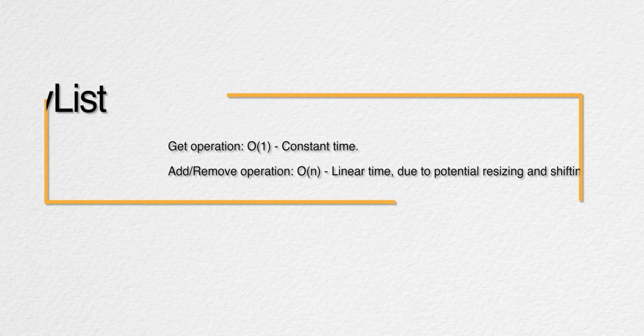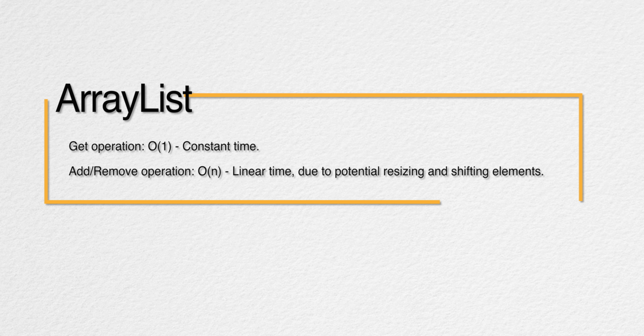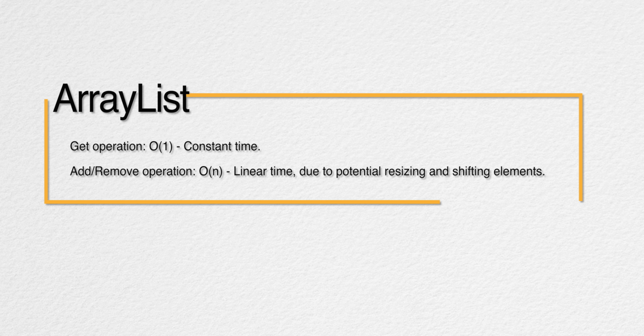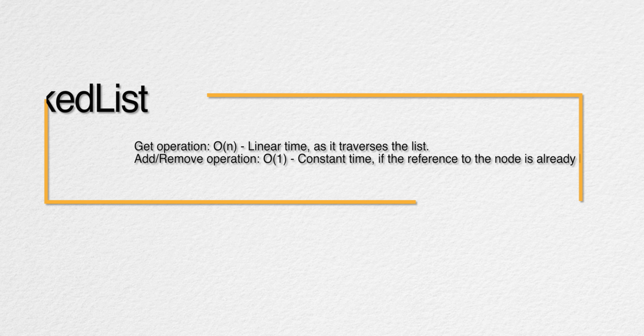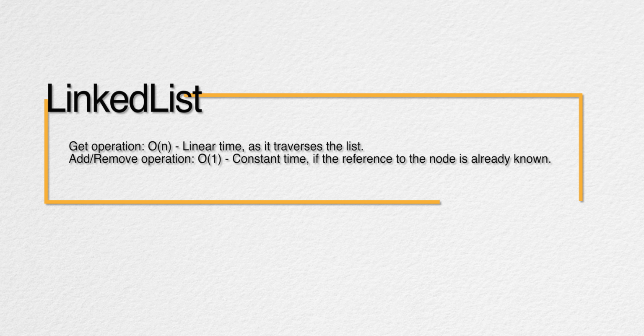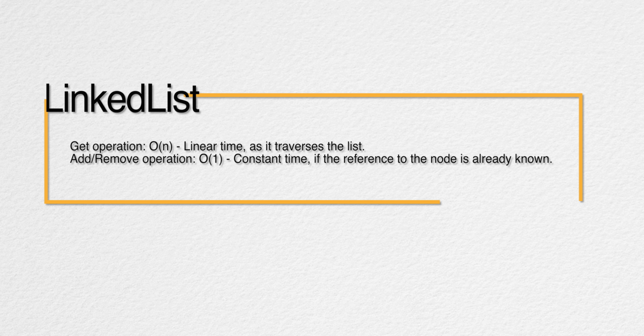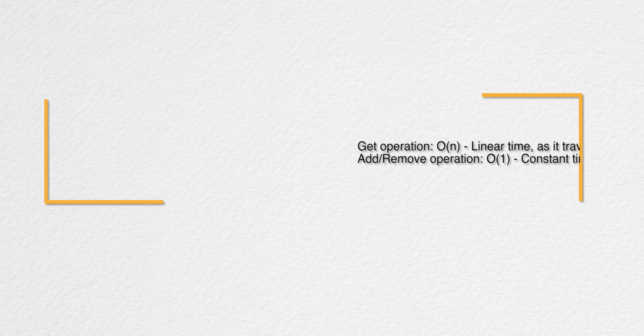Time complexity analysis. ArrayList get operation is O(1), constant time. Add and remove operations are O(n), linear time, due to potential resizing and shifting of elements. LinkedList get operation is O(n), linear time, as it traverses the list. Add and remove operations are O(1), constant time, if the reference to the node is already known.